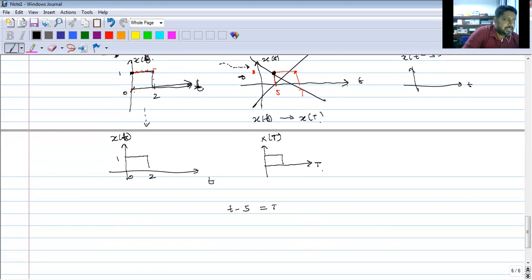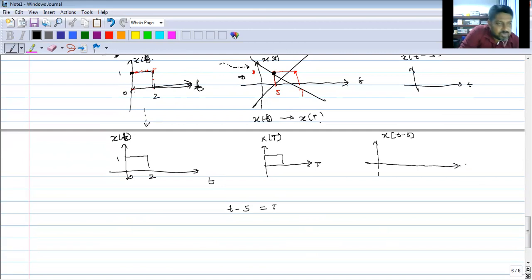Here it is capital T with respect to capital T. Okay? So that is only a matter of this letter. But now we want to plot our signal x(T). Instead of capital T, I will put x(t minus 5). Because it is a substitution. I take this T as a substitution for t minus 5.